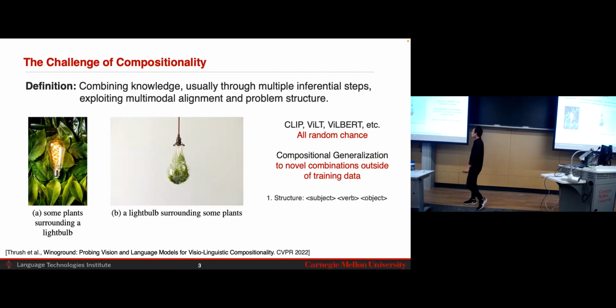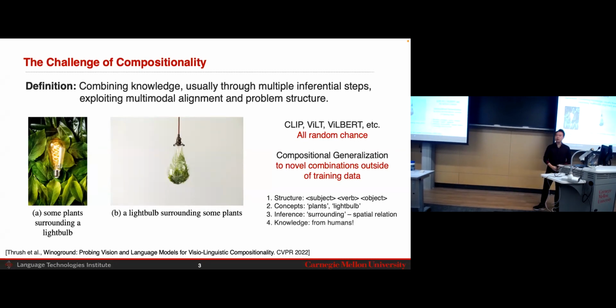We basically saw that to solve this compositional generalization problem, one principled way is to first define the structure, looking at how your big data, your whole image and your whole sentence, breaks down into individual parts. The concepts themselves, being able to perform local alignment of plants and light bulb individually. Looking at the inference, which is the way that you combine plants and light bulb, in this case using the word surrounding, which is a spatial relation. And finally, all this comes only from knowledge from humans. It's very difficult to learn from data. You need an exponential number of samples to discover the local elements. So typically, some amount of domain knowledge is required to perform robust reasoning with limited data.